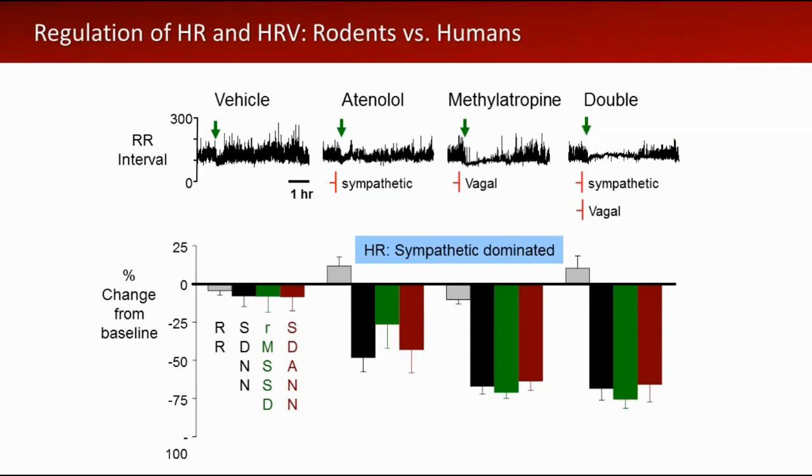However, when we look at the various parameters of heart rate variability in these same groups, again we have our SDNN, which is our overall variability, our SDANN, which is a reflection of intermediate variability, and RMSSD, which is our short-term variability.